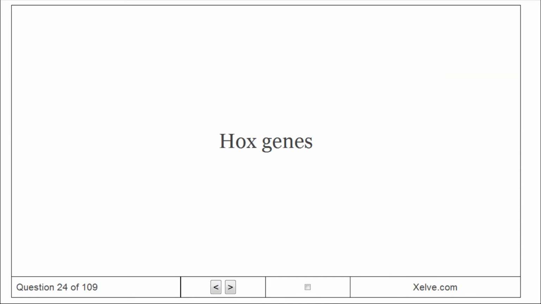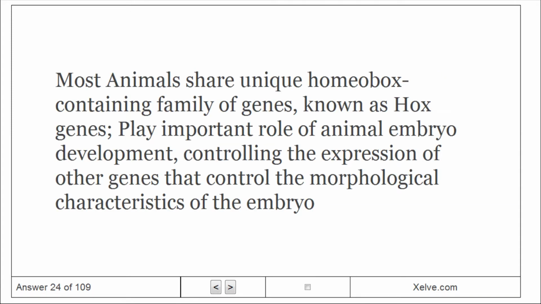Hox genes. Most animals share a unique homeobox-containing family of genes, known as Hox genes, which play an important role in animal embryo development, controlling the expression of other genes that control the morphological characteristics of the embryo.